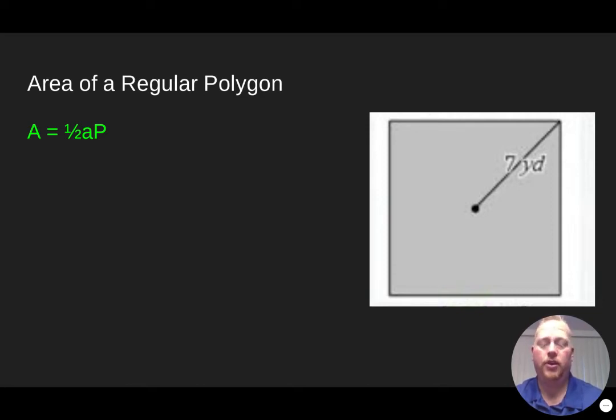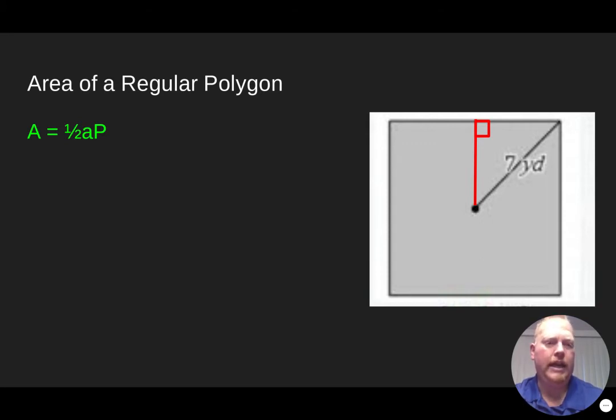Let me go ahead and draw the apothem. And when I draw that apothem, I've just created a 45-45 right triangle. And this only happens in a square. So don't try doing this on an octagon or a decagon or anything like that. Only in a square do we get the 45-45 right triangle.